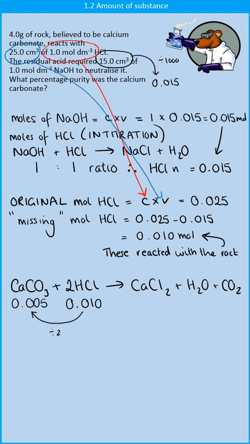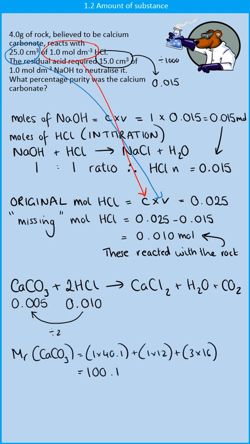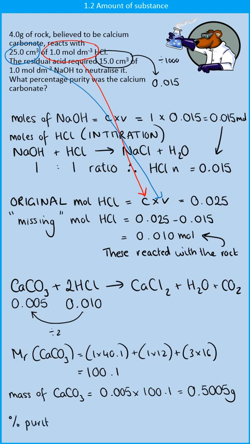Now, you've got two options at this point. You could work out how many moles there should be and do it like that, or you could work out what mass of calcium carbonate this would be and do it like that. Either way, we're just using those two numbers together to make a percentage. So the relative formula mass of calcium carbonate, if I add all those relative atomic masses together, is going to be 100.1 grams per mole. And so if I only had 0.005 moles, then that would be 0.5005 grams.